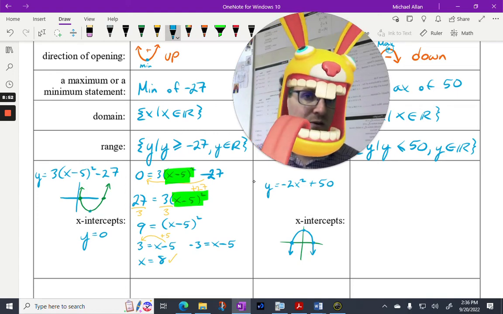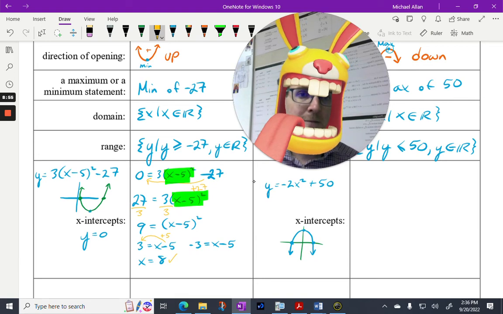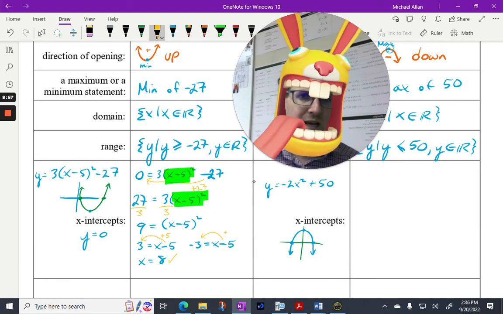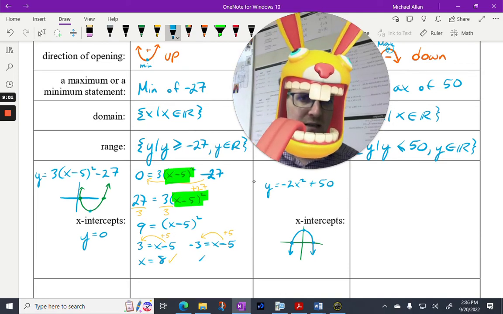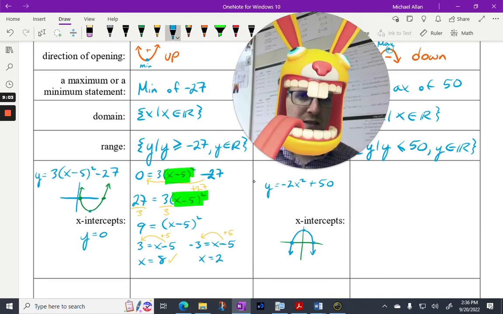And I'm going to go test it later on and see if that actually works. So I'm going to add over the 5. Let's just add over the 5 again. So add over that 5. And I'm going to get x equal to 2 this time.